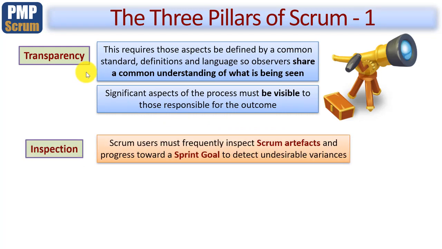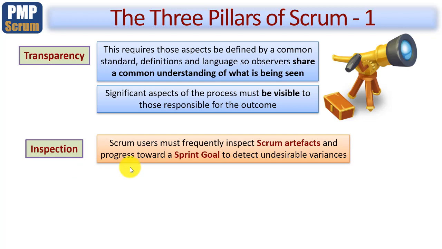The second of the 3 pillars is called inspection, and this is about the whole team, including the users and customers, frequently inspecting Scrum artifacts, as you learnt in the last module, and progress towards what's known as a sprint goal to detect undesirable variances. We'll learn more about the sprint goal as I go into more detail about the sprints themselves. So transparency is that everyone has a common understanding of the current state of the project, and inspection is where we constantly check the artifacts and project progress towards the sprint goal to make sure we are still on track, if you will.